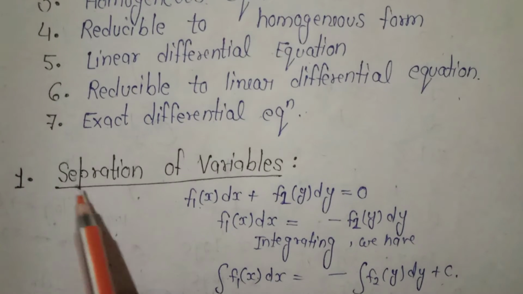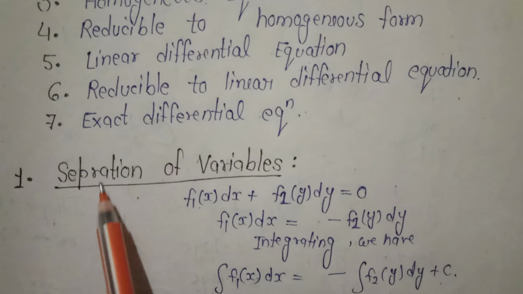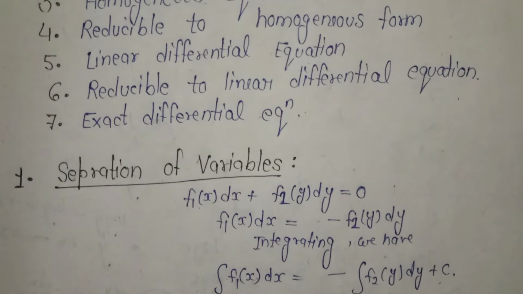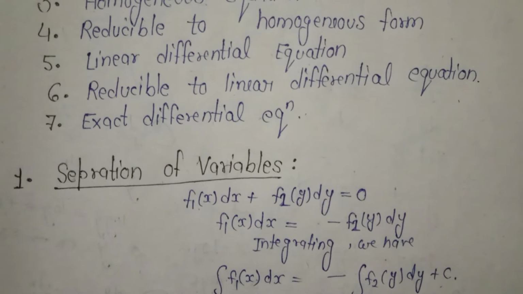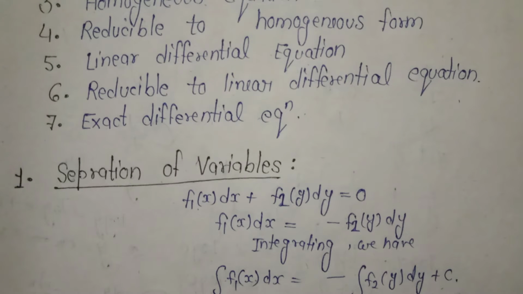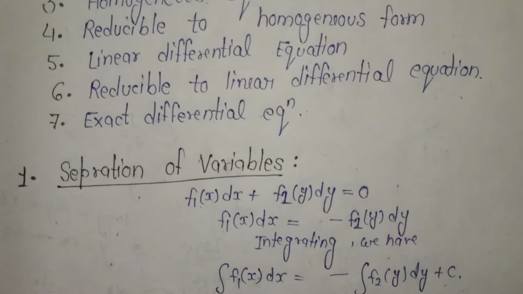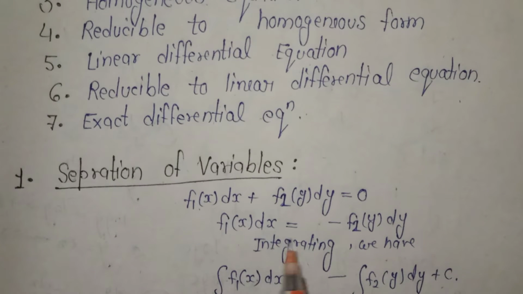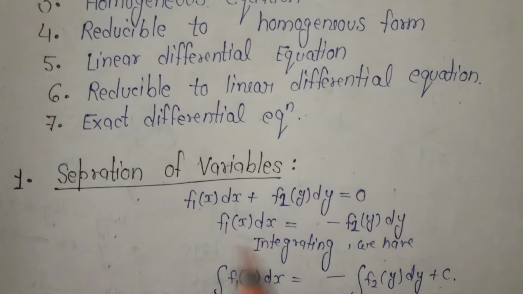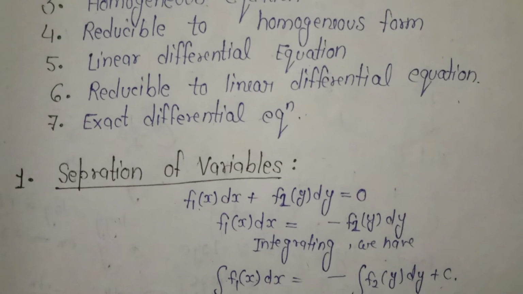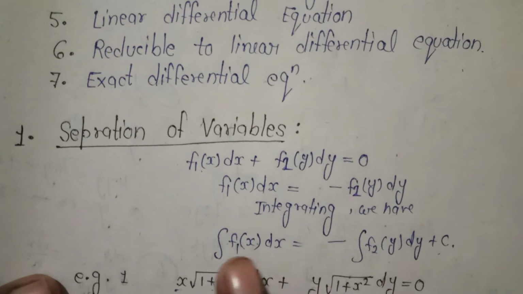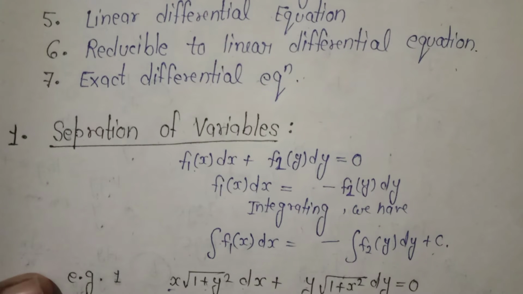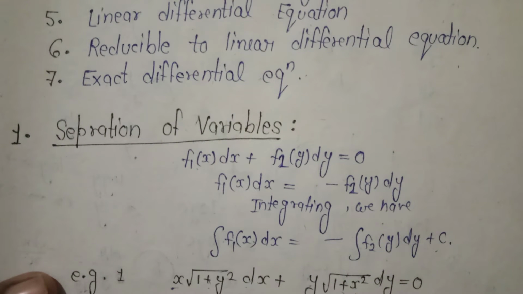As it is clear from the name, it is solved by separating the variables. An ordinary differential equation contains only two variables: first is dependent and second is independent. It has only one independent variable. So we will separate the variables, that is, x is separated at one side and y at the other side, and then we integrate it as we have done earlier in our secondary education.